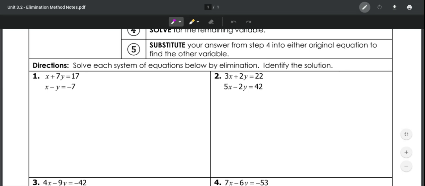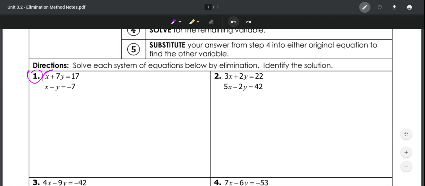So we've got two equations on number one. We've got x plus 7y equal to 17, and then on the bottom, x minus y equal to negative 7. The process is you want to look at these x's and these y's. You want to find a way that you can multiply something, or sometimes you may have to multiply both equations, so that you can cancel these out.